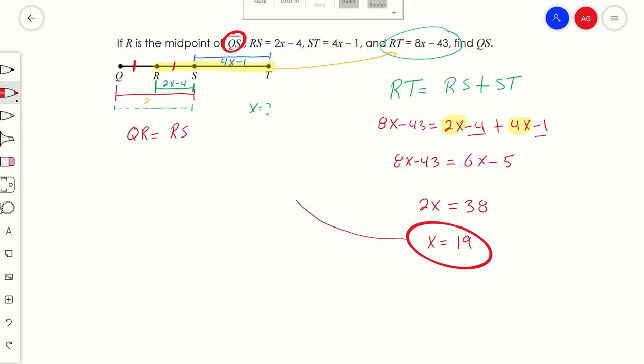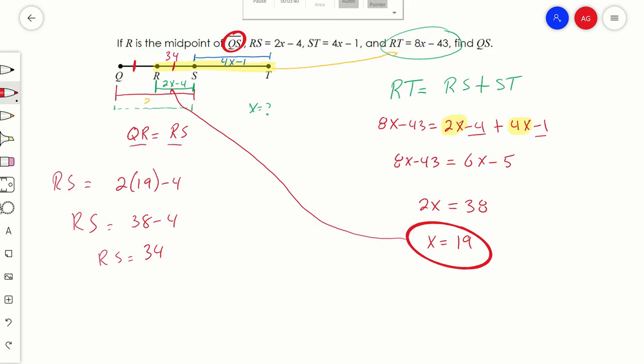Okay. So once I know what x is, then I simply substitute it in where I needed it. So 2 times 19 minus 4. 2 times 19 is 38, minus 4 gives me 34. And so because this was RS, I know RS is 34. And since I know that RS is 34 and QR is congruent to RS, then I know this is also 34. Which brings me to the measurement of QS being whatever 34 plus 34 is, which in this case is 68.